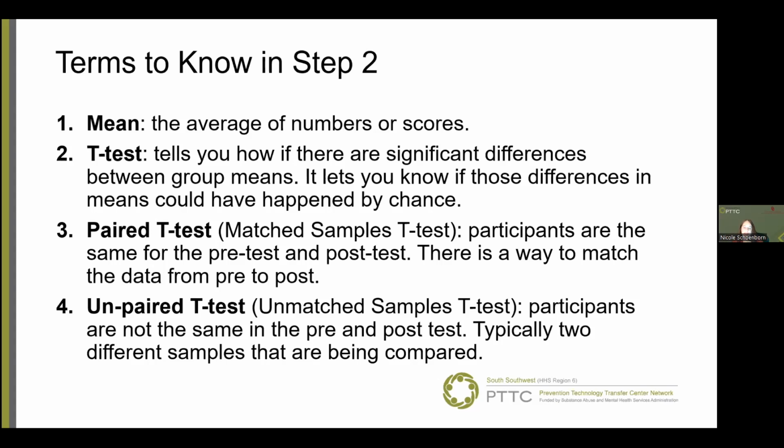And then the paired t-test just means that the samples are matched. So we have the same people in the pre and the same people in the post. And so we would use a paired t-test in that case. And then the unpaired is when they're unmatched. So we have different people in each group that we're comparing. So that's usually 2 different samples. So for example, we'll be providing a run through of how you would look at 2 different samples at the end of an intervention using the unpaired t-test.